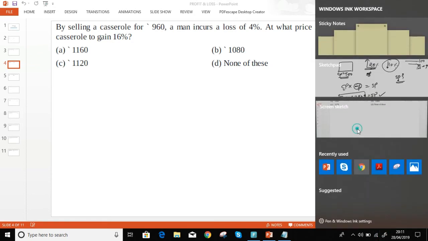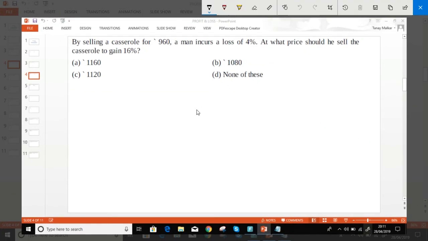Okay, let us see this question. By selling a casserole for 960, a man incurs a loss of 4%. That means this is the selling price and the loss is 4%. At what price should he sell the casserole for to gain 16%? Now we know the concept, cost price multiplied by the multiplying factor, I'm getting my selling price.